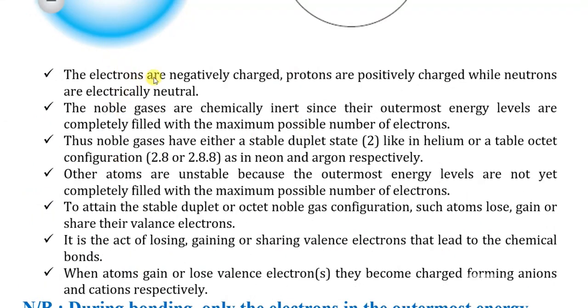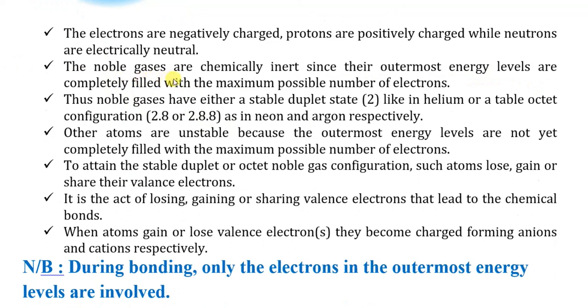The electrons are negatively charged, protons are positively charged, while neutrons are electrically neutral. Very important to note: the noble gases are chemically inert, since their outermost energy levels are completely filled with the maximum possible number of electrons.